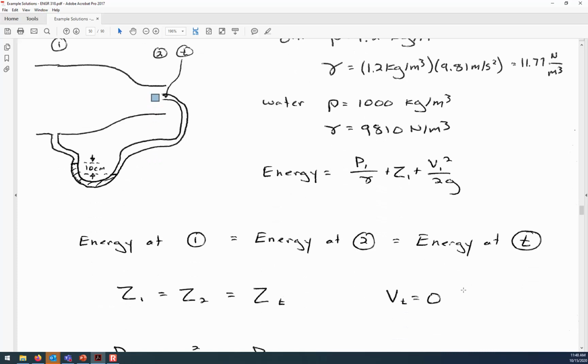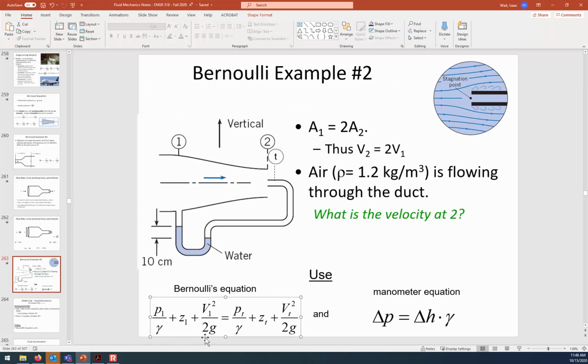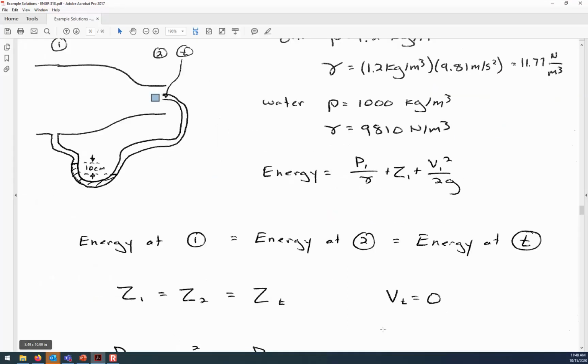All right, now the elevations are the same at Z1, Z2, and ZT. The elevations are the same, and so in this full version of Bernoulli's equation, we can cancel out the Z term. And all that's left is the pressure head and the velocity head. The other thing is that, go ahead, is there a question?